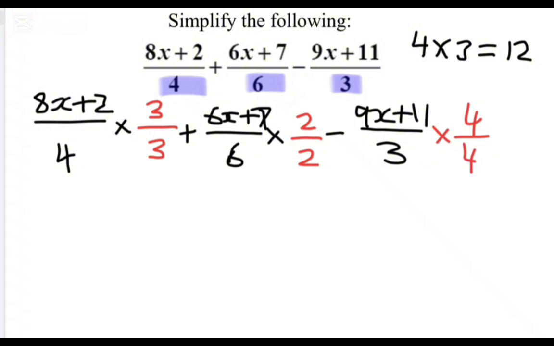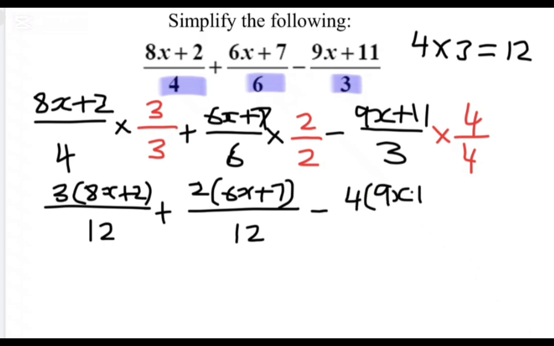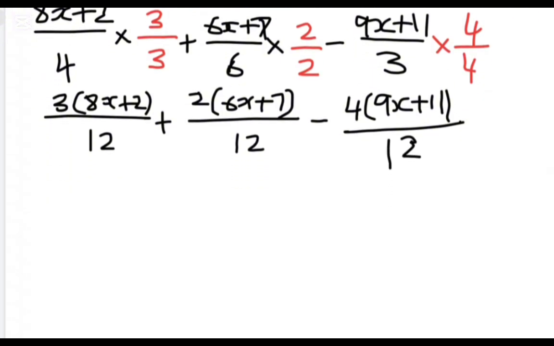So now we're going to multiply it out. We're going to have 8x plus 2 divided by 4 multiplied by 3 gives us 12, plus 2 times 6x plus 7 divided by 12, minus 4 times 9x plus 11 divided by 12 also. As you can see, right now our denominators are the same.